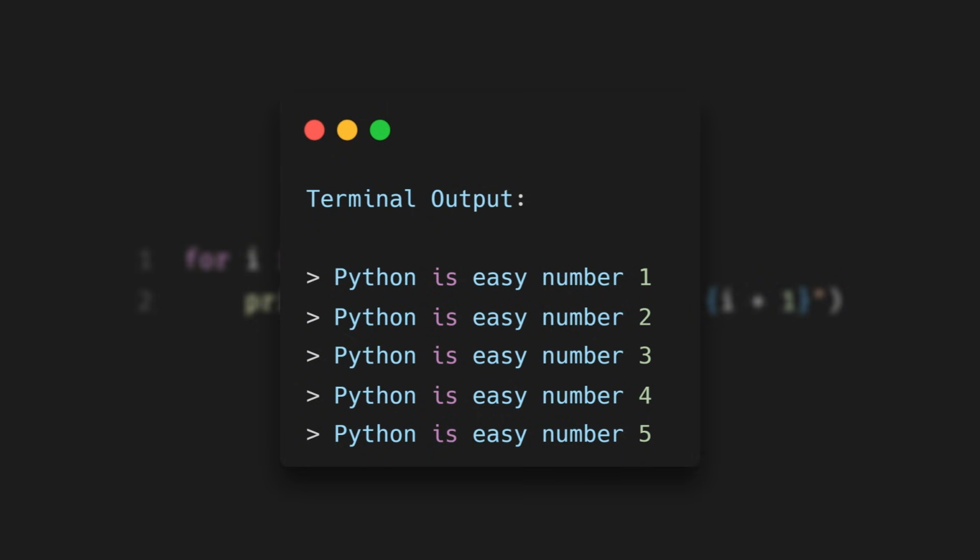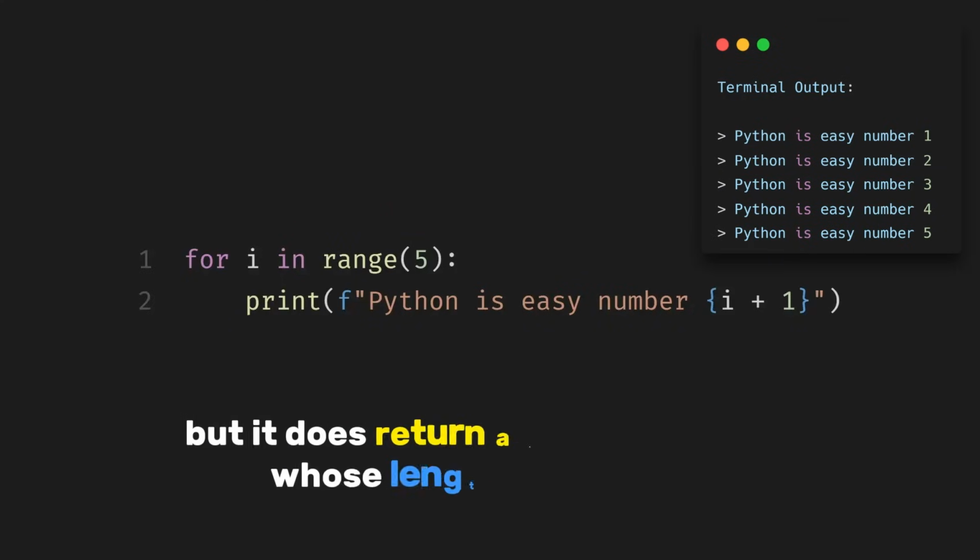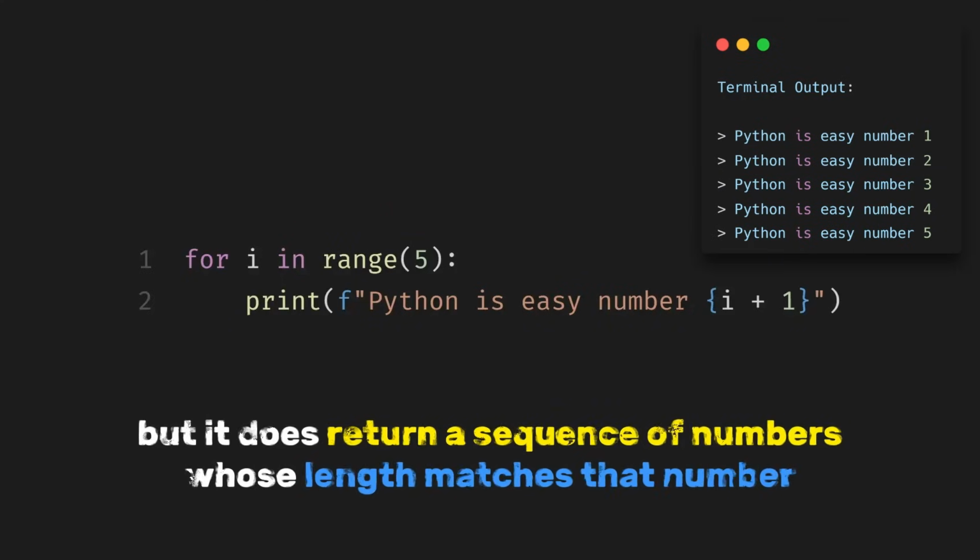Now you might ask, why isn't it 2, 3, 4, and so on if we add 1 on each iteration? As I explained earlier, the range function returns the values 0 to 4, not 1 to 5. It's exclusive, meaning it doesn't include the number you pass in, but it does return a sequence of numbers whose length matches that number.